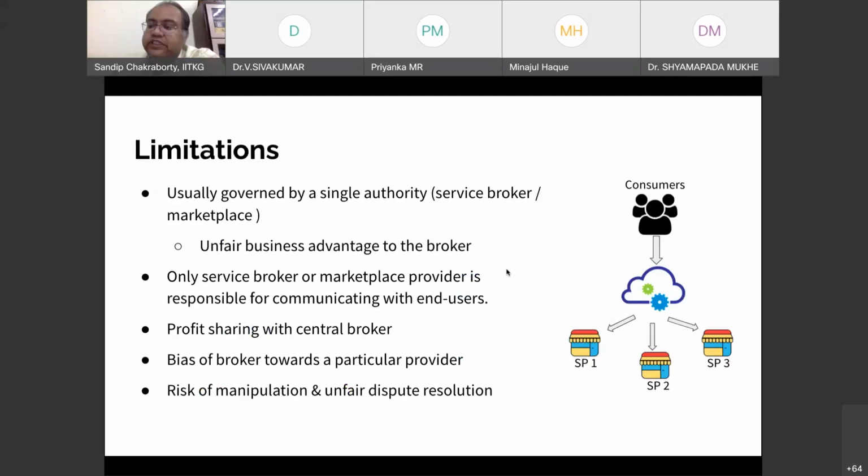Then you need to share the profit with the central broker. For example, the seller needs to share the profit with Amazon, or the hotel owner needs to share the profit with Trivago, and so on. That way, these kinds of services are not only costly, but there are also security concerns in terms of single service providers.